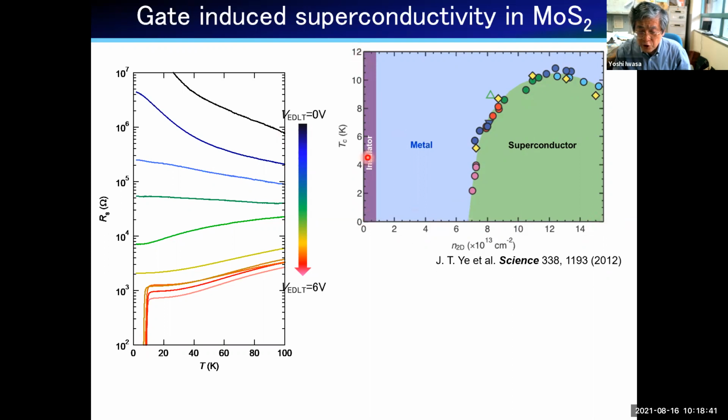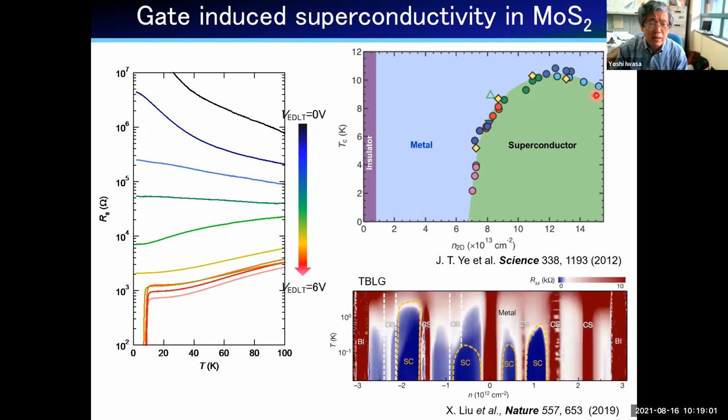So we start with the insulator. After a large region of metallic state, we enter into a superconducting state, making a superconducting dome. But if you compare with that of twisted bilayer graphene, we realize that the same thing is occurring.